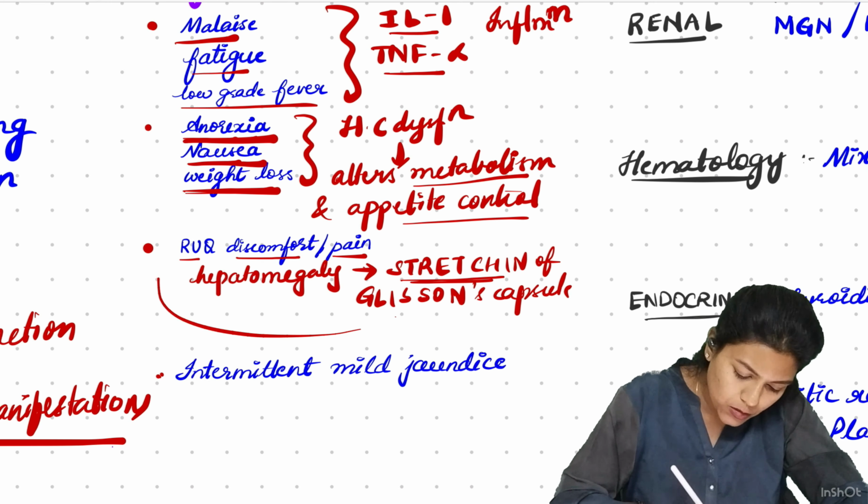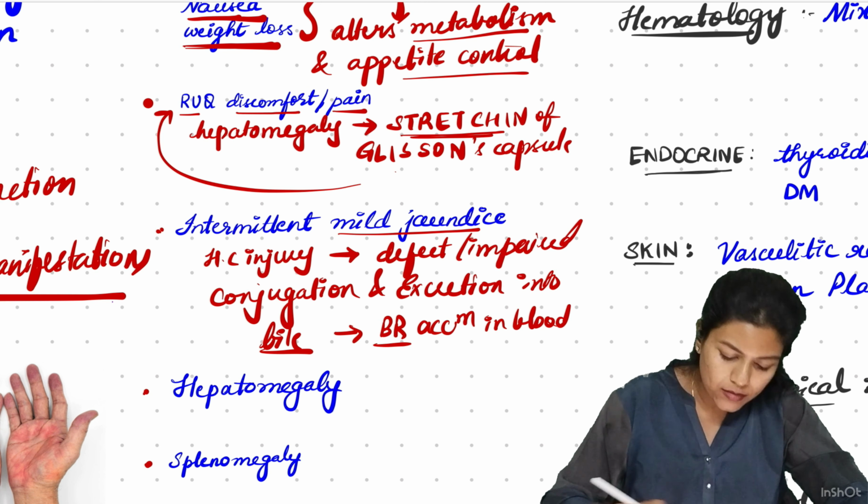And there is intermittent mild jaundice. Why? Because of hepatocellular dysfunction. In chronic viral hepatitis, hepatocellular injury occurs, because of which there is impaired conjugation and excretion into the bile of what? Of the bilirubin. So there will be accumulation of bilirubin in the blood, and that will lead to mild jaundice.